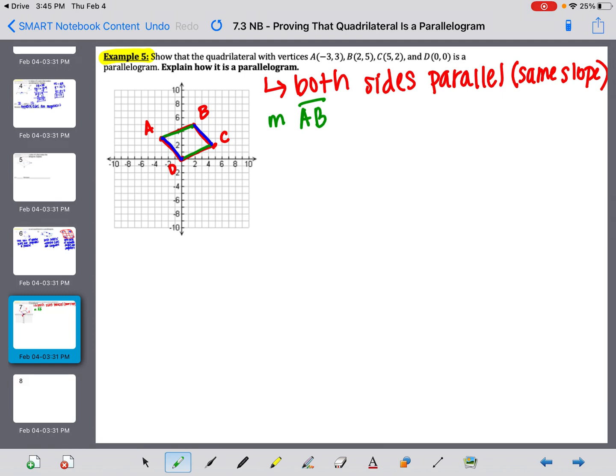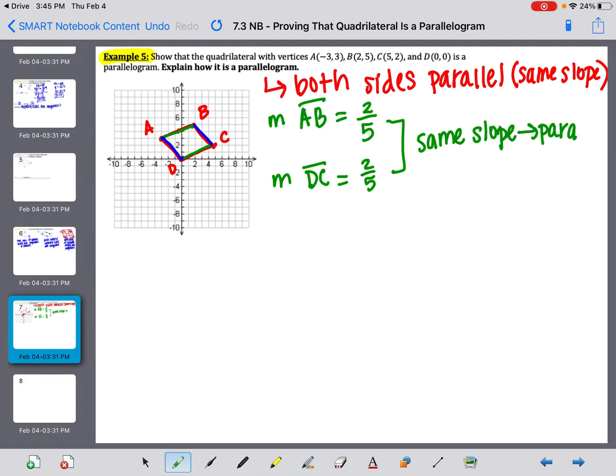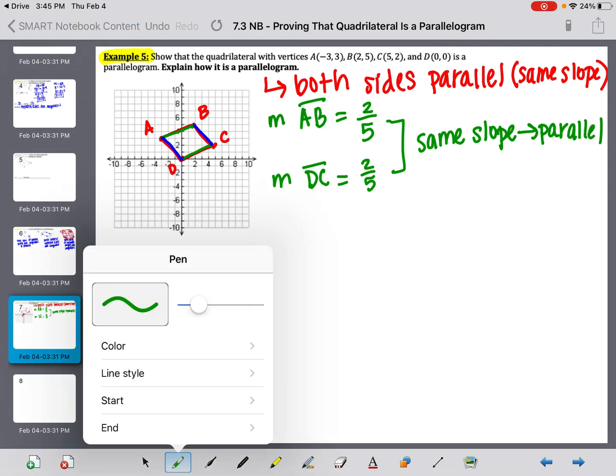Remember that I can just count when I have a graph, so I can just count my rise over run. So from point A, I go up 2 spaces, and then to the right, 1, 2, 3, 4, 5. So my slope is going to be 2 over 5. And then my slope of DC, M stands for slope. If I start at D, I'm going up 1, 2, and to the right, 1, 2, 3, 4, 5. So again, 2/5. Since they are the same slope, this now shows that these two segments are parallel.